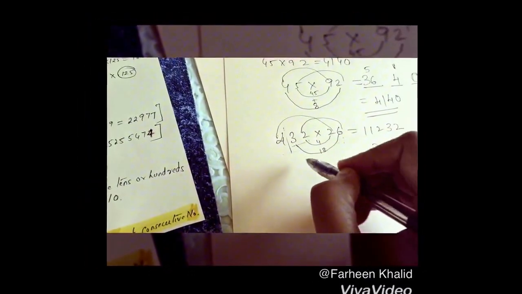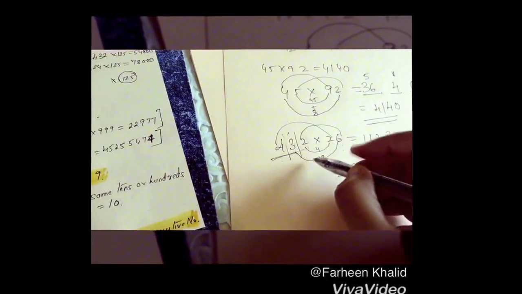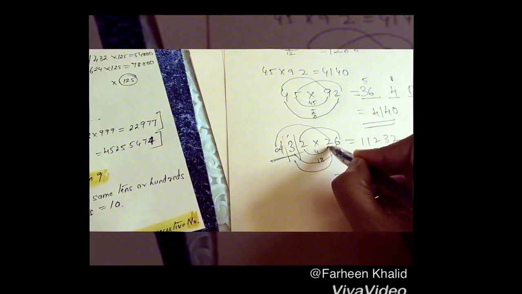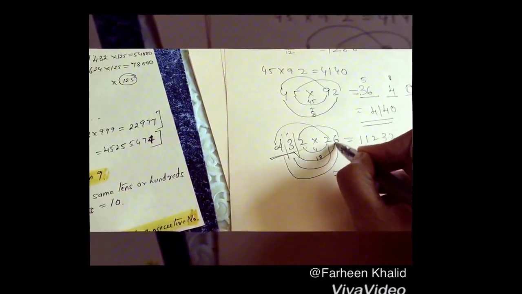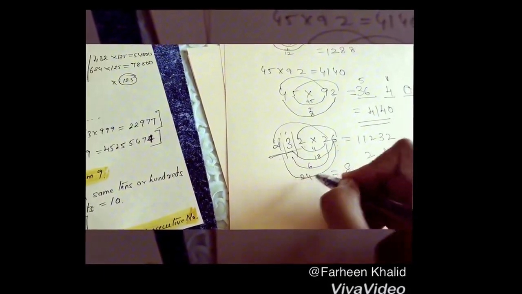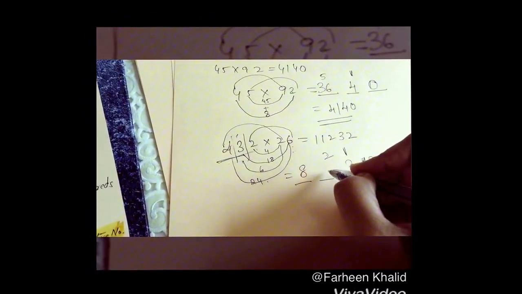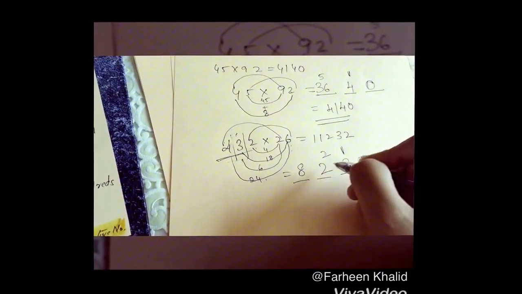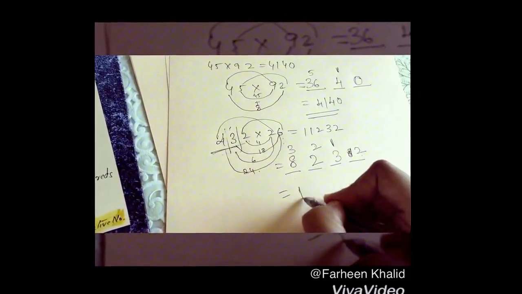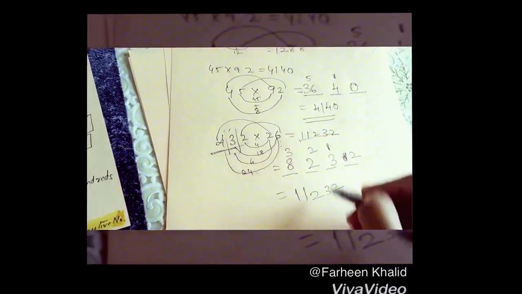Now the next part is to take these 2 digits and do the rainbow method. So you have 3 times 2 and you have 4 times 6. So 3 times 2 is 6 and 4 times 6 is 24, which makes 30. So you have to put a 30 here, but you have a 2 as a carryover, so it's 32, and you have a 3 as a carryover, which makes it 11 and 2 3 2. Here you have the answer.